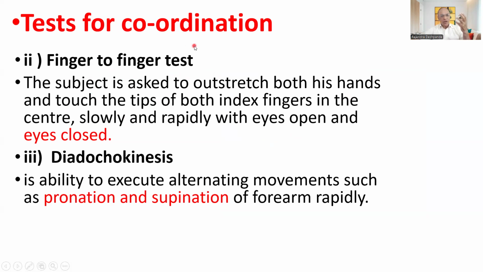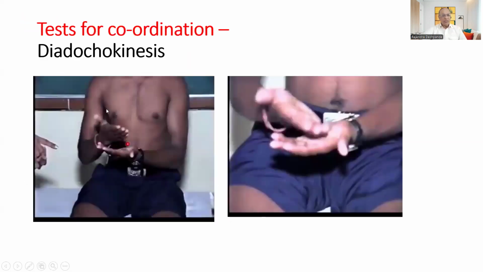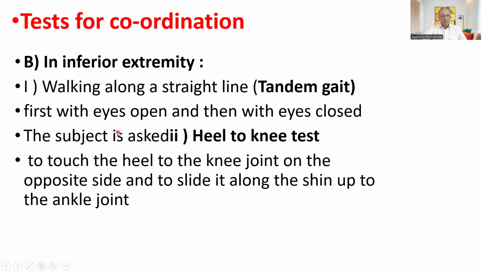The next test of coordination is diadochokinesis. This is the ability to execute alternating movements such as pronation and supination of the forearm rapidly. Can you see the patient is performing the diadochokinesis test?